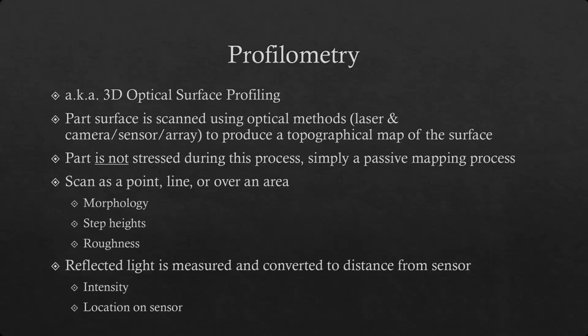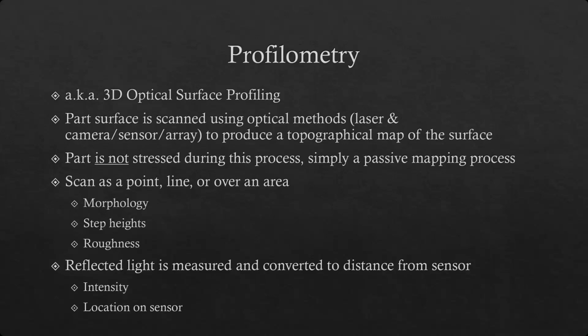The part is scanned using an optical method, cameras or sensor arrays of some kind, to produce a topographical map. But in this case, the part doesn't have to be stressed. It's purely to see what the part looks like right now while it's sitting here. And that's where this was very useful in mapping out 1,000 dents on an aircraft where it got hit by hail or flew through a hailstorm. Here the scan can be a point, a line, or an area, and it can find things like morphology, which is the profile of curvature or surface undulations.